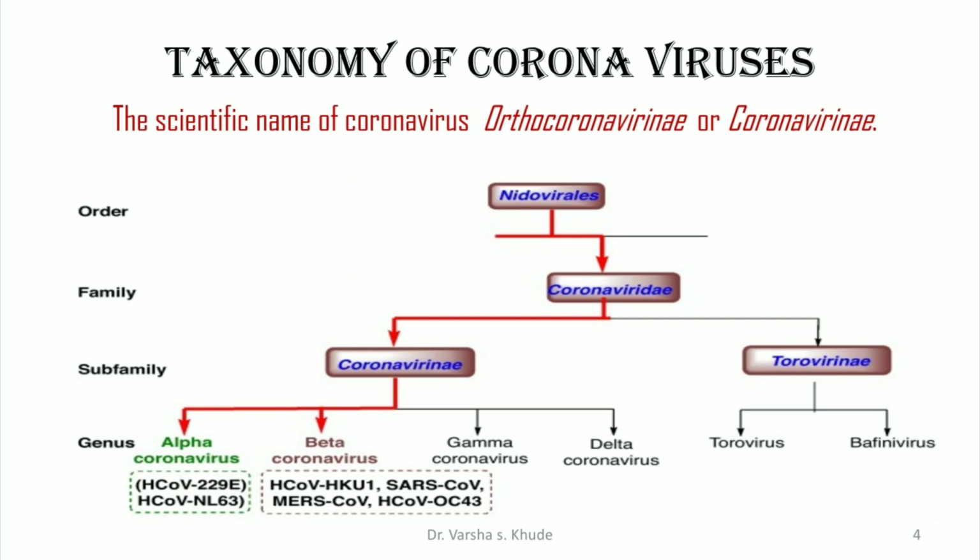Taxonomy of coronavirus. The scientific name for coronavirus is Orthocoronavirinae or Coronavirinae. It belongs to the order Nidovirales and family Coronaviridae with two subfamilies, Coronavirinae and Torovirinae. Coronavirinae includes 4 genera: alpha coronavirus, beta coronaviruses, gamma coronaviruses, and delta coronaviruses. There are 6 species of human coronaviruses belonging to genus alpha coronaviruses and beta coronavirus known to the world.